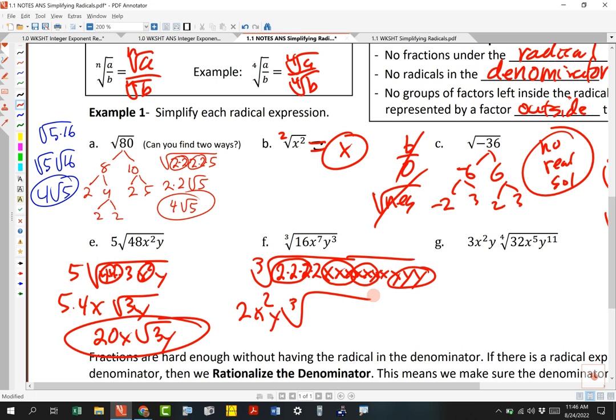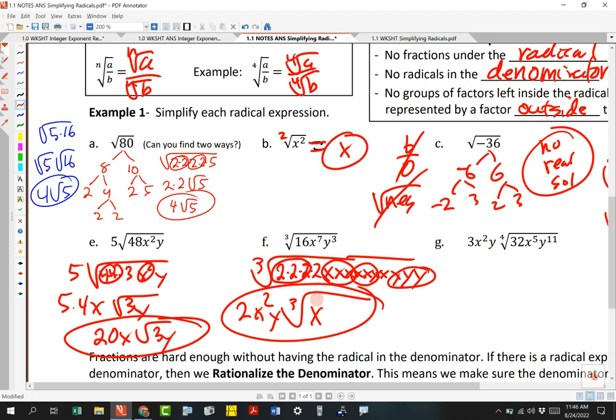So those, I've got a 2 underneath there, and what else is stuck underneath there? X. Okay. Now, again, that's showing every ounce of work there.